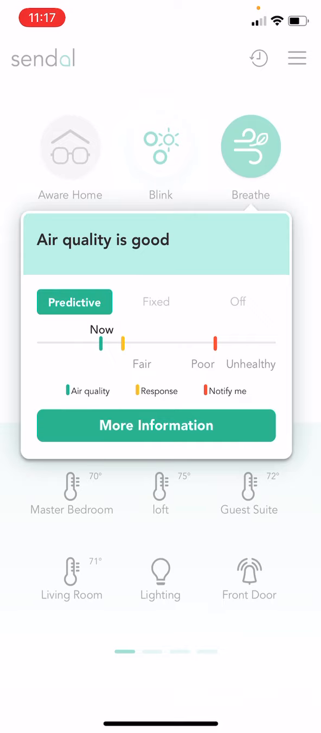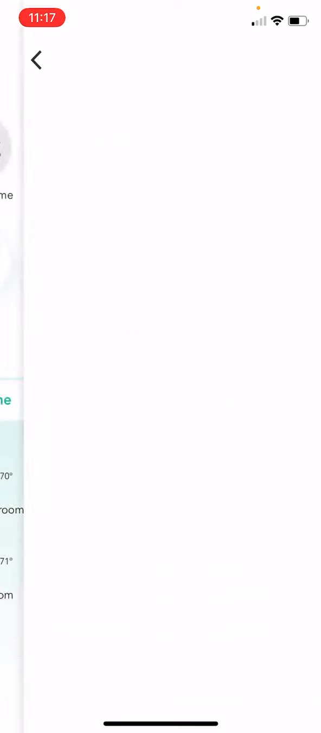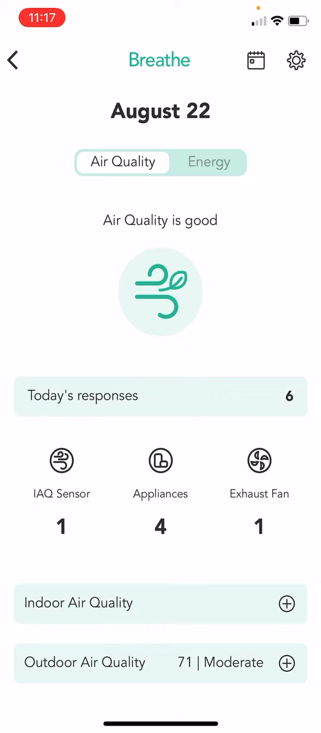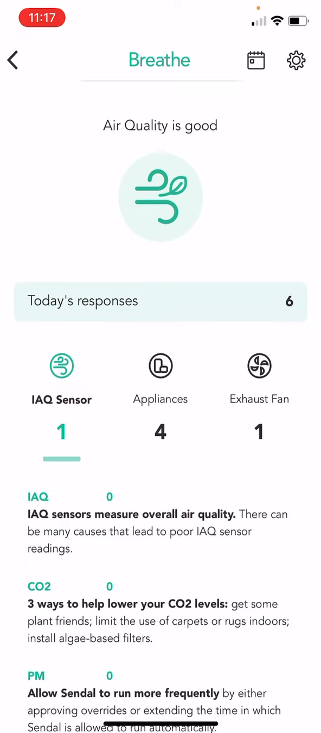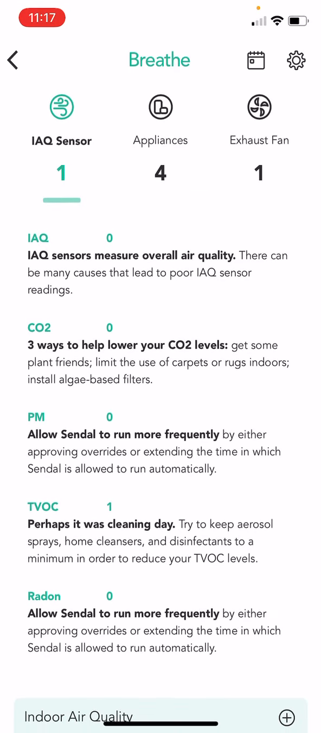Let's take a deeper dive by clicking More Information. And you see under More Information, we give you the real-time daily activity. Here, under today's responses, you see there's a total of 6. One of those responses is from an indoor air quality sensor. And here we see it was the TVOC sensor. And we give a little bit of advice on how you can manage your VOCs better in the home.